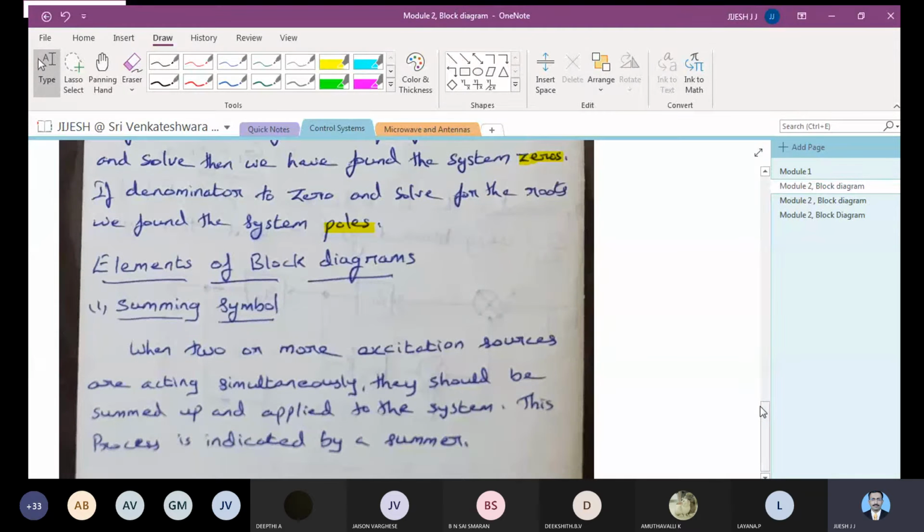So the first thing we'll be studying here is the summing symbol. This is the summing symbol. You can just write down that when two or more excitation sources are acting simultaneously, they should be summed up and applied to the system. This process is indicated by a summer. If it is over, we will move on to the next sheet, and I'll explain how it looks and how the process has to be done.